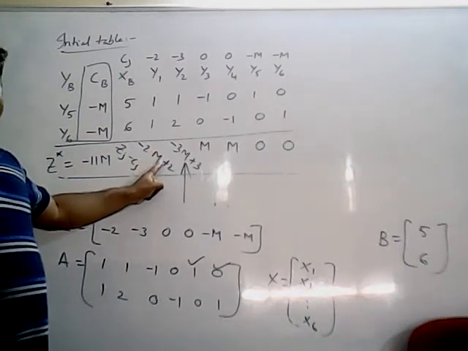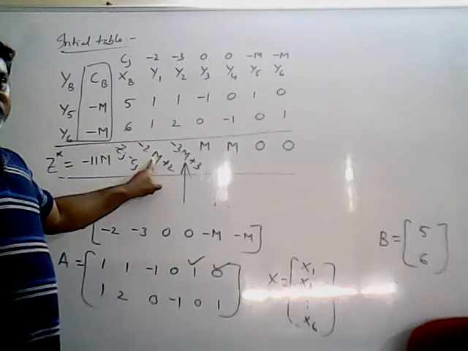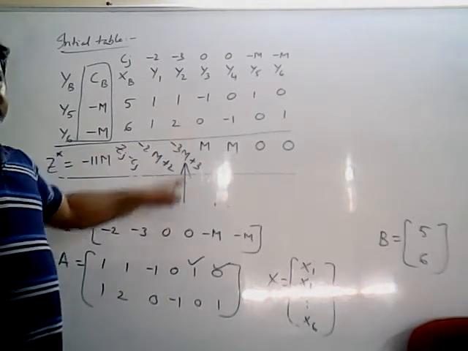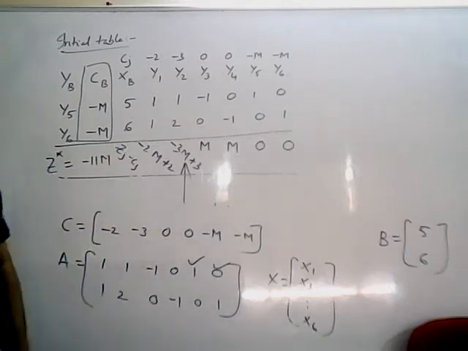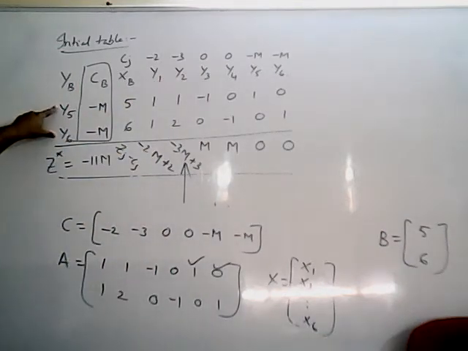Single negative means it directly enters. More than one negative means choose the most negative. This is minus 2m, this is minus 3m. So which one is more? Minus 3m is more. So that means the most negative enters. Most negative entering means y2 wants to enter. So y2 wants to enter here, but the basis is already filled.